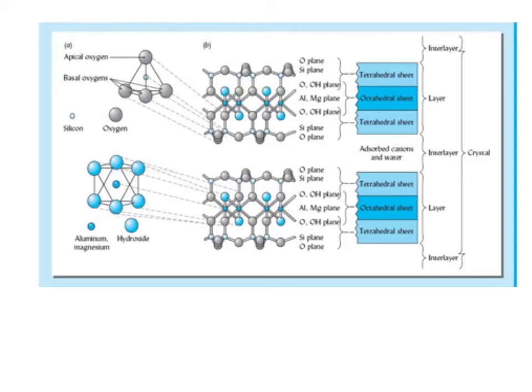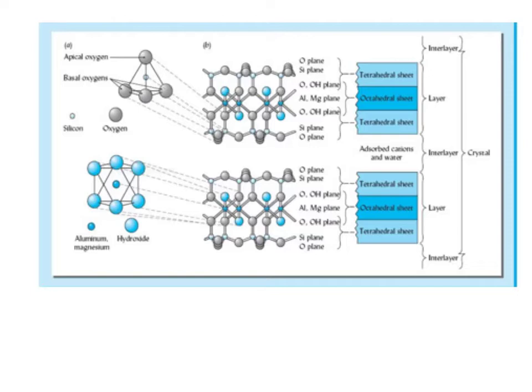So starting in section 8.2 on page 240, we have a description of what are called layer silicate clays. This might look kind of complex, but I think if you just take it in, you'll be fine. I want to explain some of the terminology, and we're going to take a look at some of these structures.